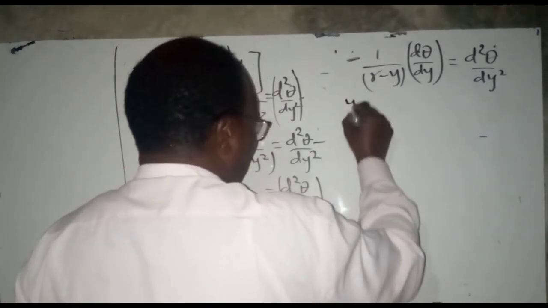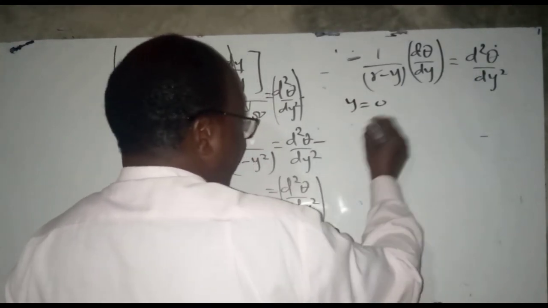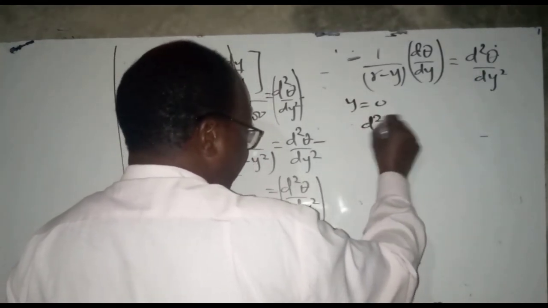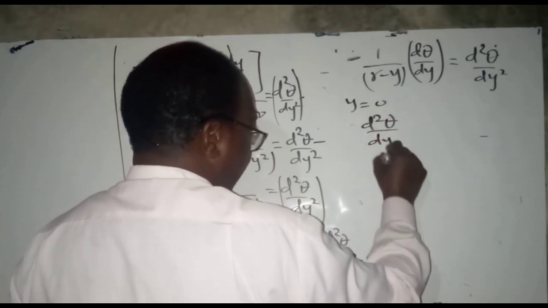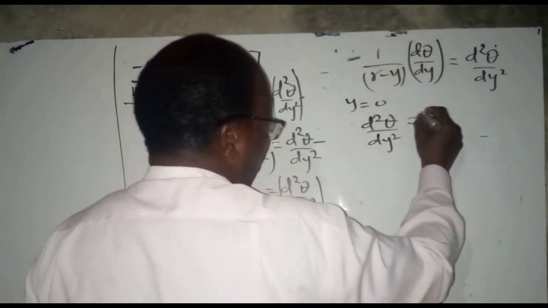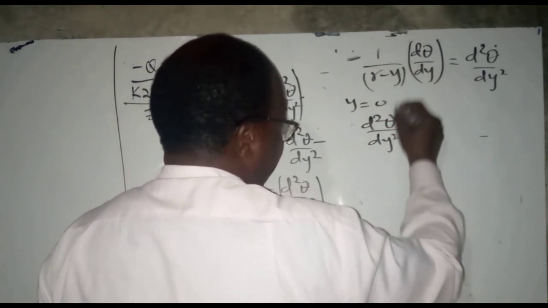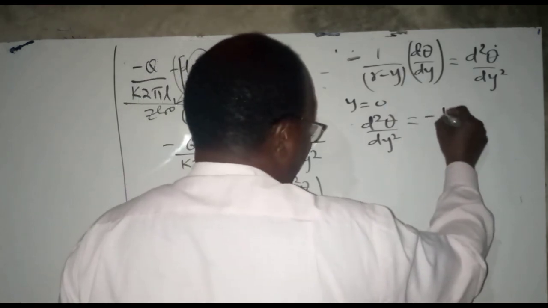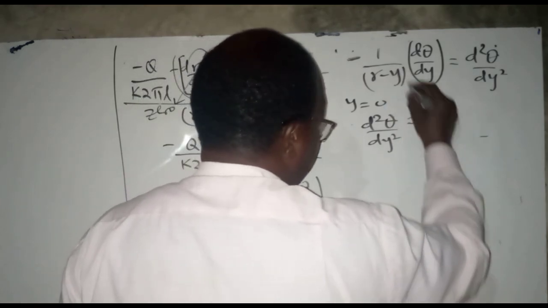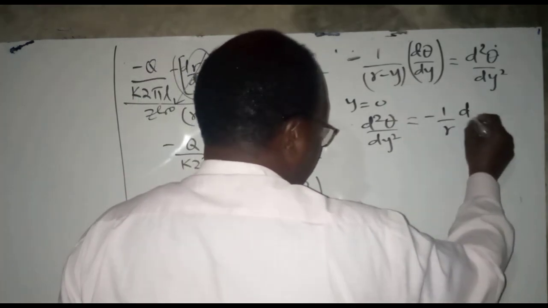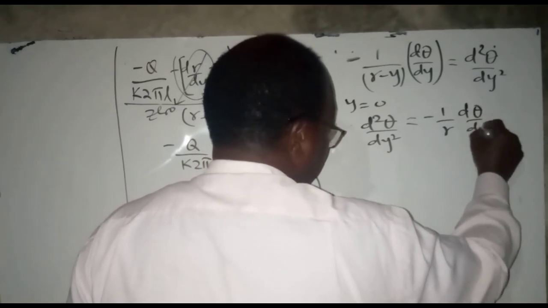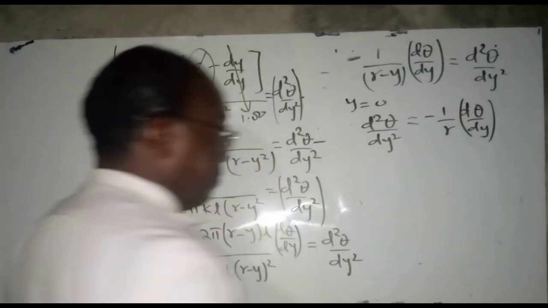And so when y is equal to 0, then d2 theta dy squared is simply equal to minus 1 over r d theta dy.